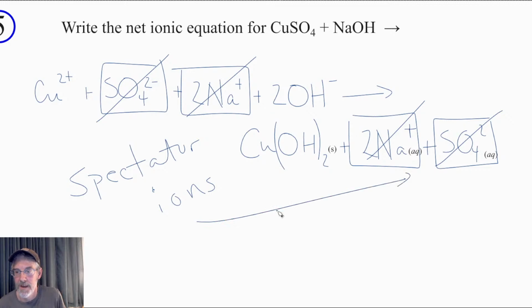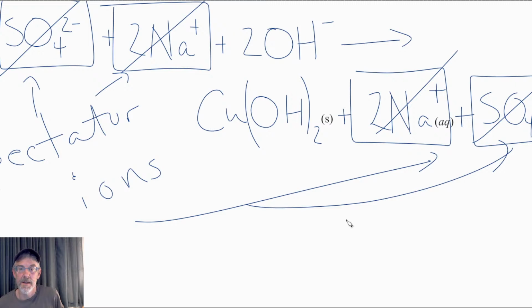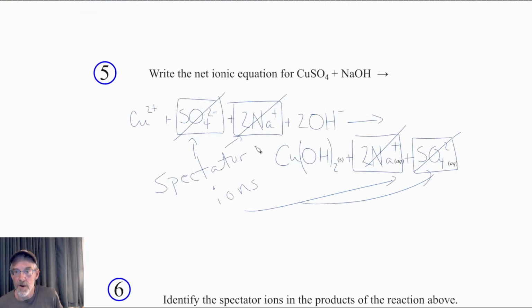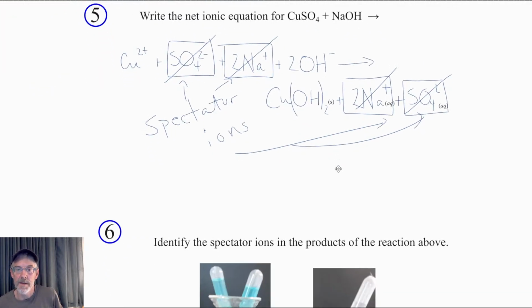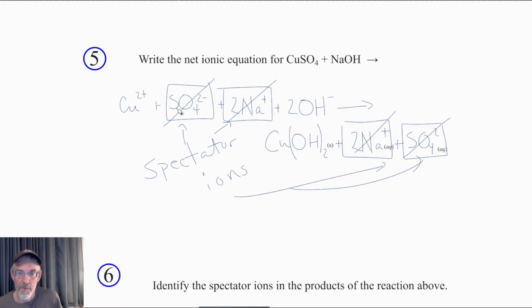Spectator ions. And often you'll be asked that specific term. They'll say, what are the spectator ions? And you should be able to tell them what they are. All right. So we have our net ionic. So if you wanted, you could just cut all that out and give you the net ionic equation. Cu2+ plus 2OH- gives you Cu(OH)2.